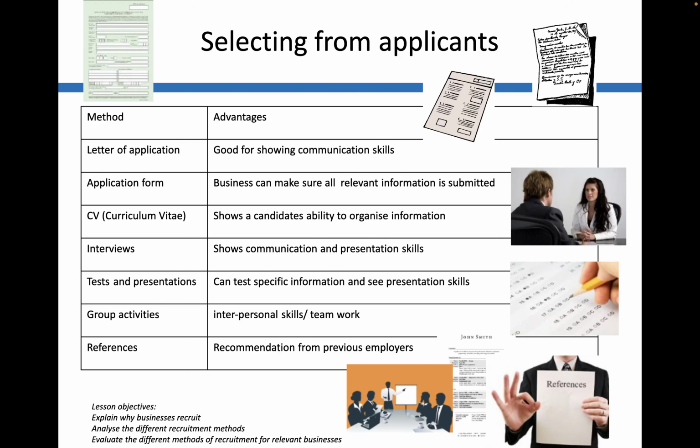Okay, so how do we select between applicants then? So we've got 100 people that have applied and we're thinking about shortlisting, or maybe we've got through the shortlisting process and we've only got 5 left. How do we choose between them?